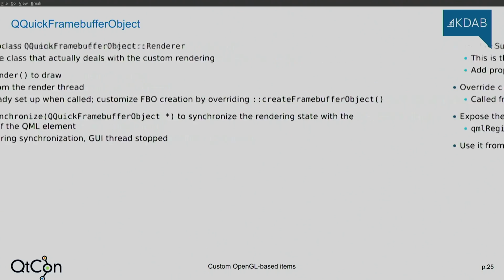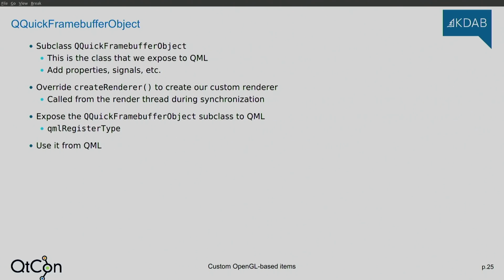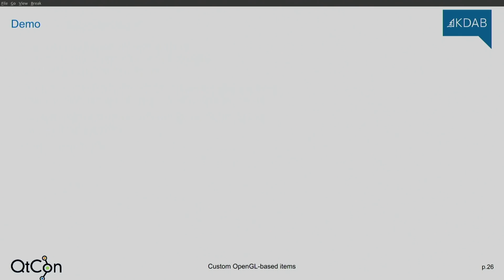That's the back end. For the front end, we subclass QQuickFramebufferObject, and that's the class we're going to expose to QML. We only need to override createRenderer in order to return whatever renderer subclass we created at the previous step. Then we expose this subclass to QML using qmlRegisterType, and we use it. Okay, lots of theory. Let's see this in action.